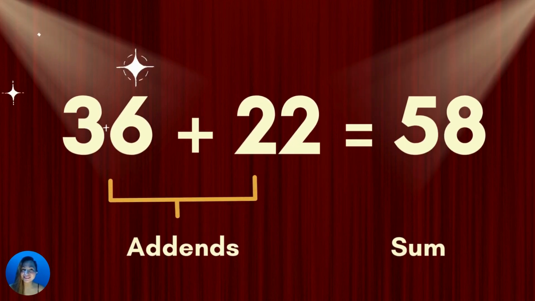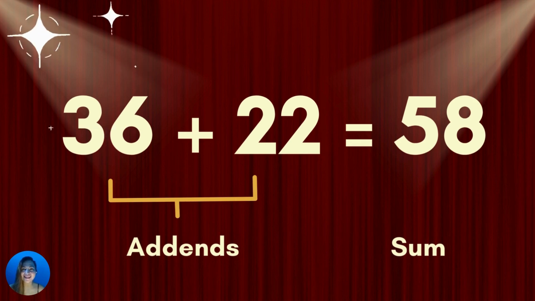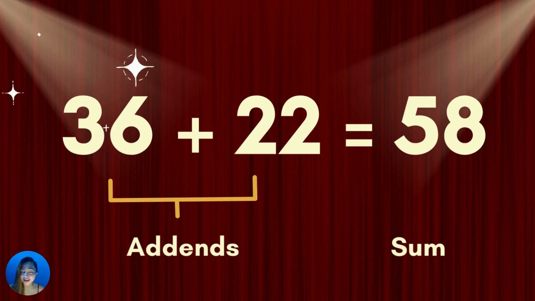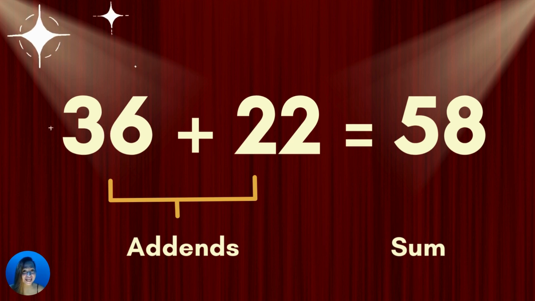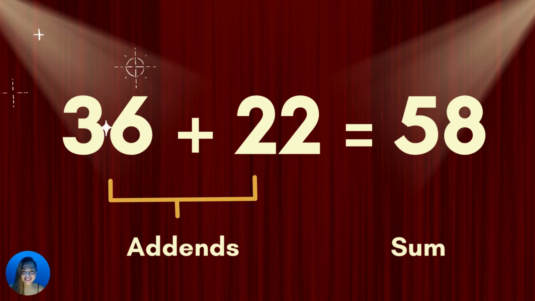Another example. 36 + 22 is 58. 36 and 22 are addends. Good job. And 58 is? Good job. Sum. This can also be read as the sum of 36 and 22 is 58. Or, 36 added to 22 is 58.